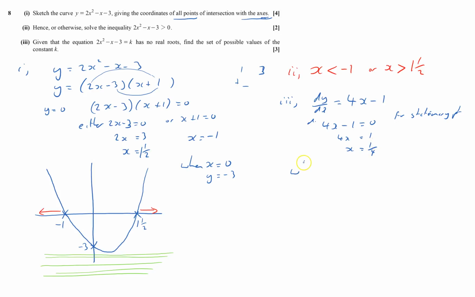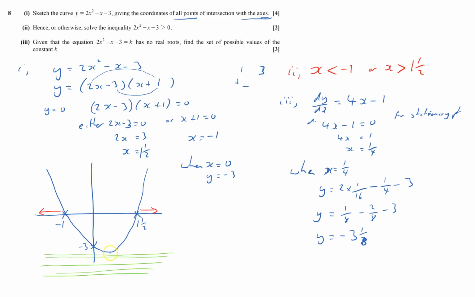And then I want to find out what the y value is. When x equals a quarter, y equals 2 times a quarter squared, so that's 1 over 16, minus a quarter minus 3. I want to make sure I get this right. 2/16, that's 1/8. Take away a quarter, that's 2/8. Take away 3, and so that will equal minus 1/8 minus 3, which is minus 3 and 1/8.